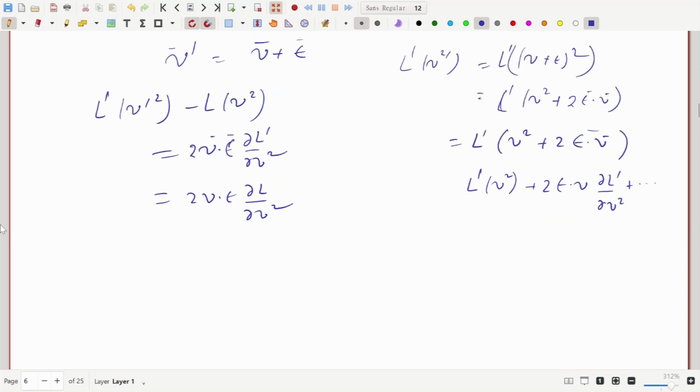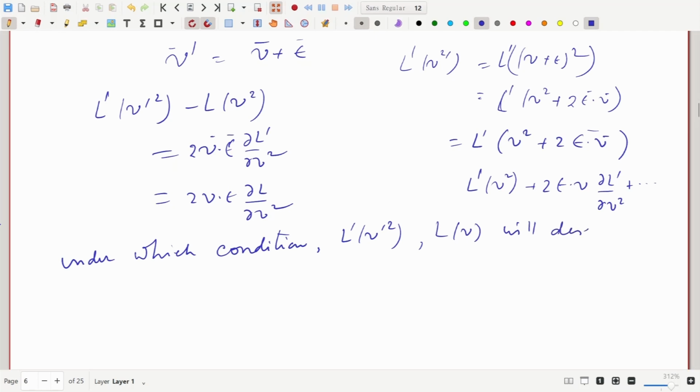Okay. So now we have to look under which condition L'(v'²) and L(v²) will describe the same dynamics, as we need, since both S and S prime are inertial frames. So look for a solution.